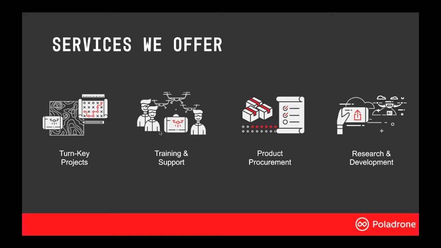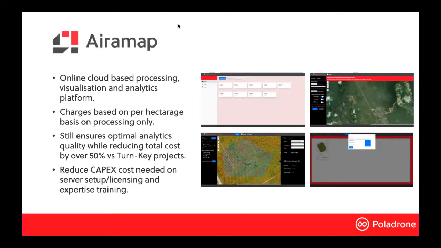Apart from the drone itself, we also have our online cloud platform, which we call HEATMAP. HEATMAP is a platform developed by our Poladrone team. It can do online processing and analytics. It's a platform for everyone. Let's say you have drones, but you don't have any software to process and analyze the data. Here comes HEATMAP for you to do the analysis and processing.